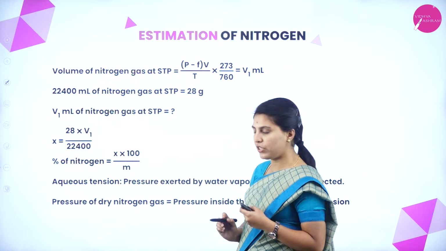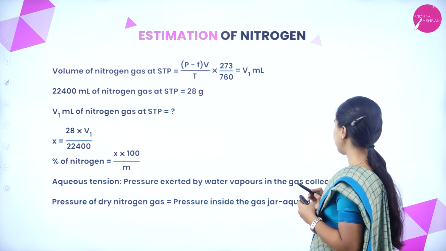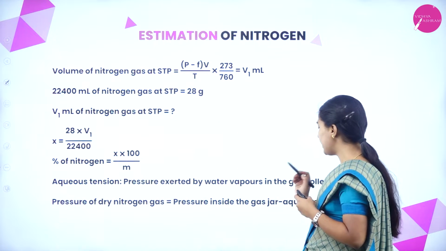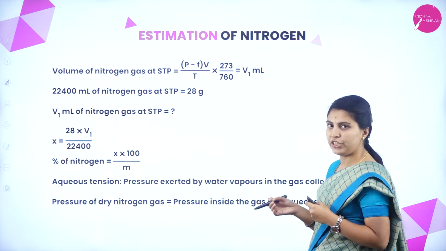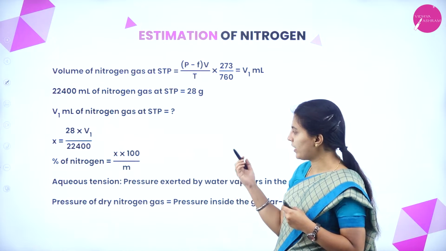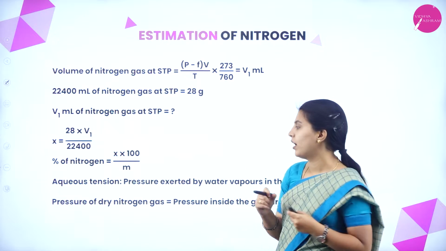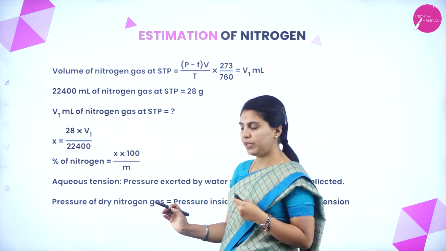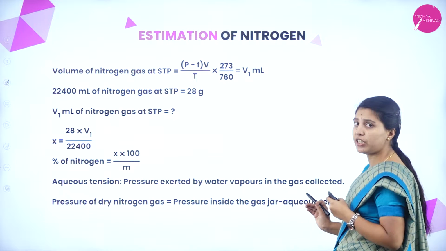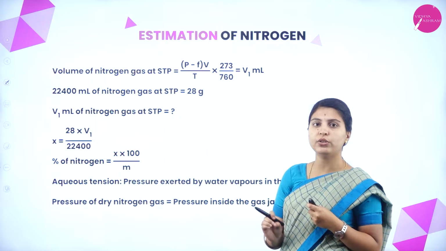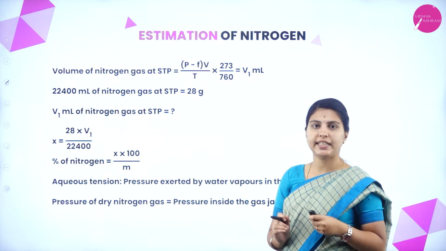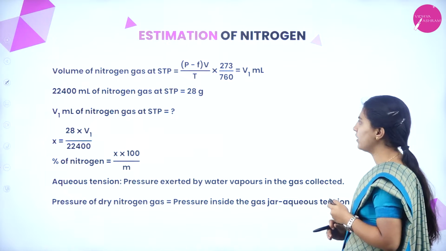Okay. What is aqueous tension? It is the pressure exerted by water vapors in the gas collected. The pressure of dry nitrogen gas is the pressure inside the gas jar minus the aqueous tension. The pressure exerted by water vapors is called aqueous tension. Because the aqueous tension belongs to the pressure exerted by water vapors, and here they need only dry nitrogen gas, that's why they subtract it.